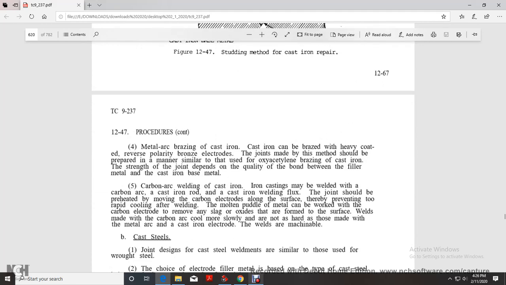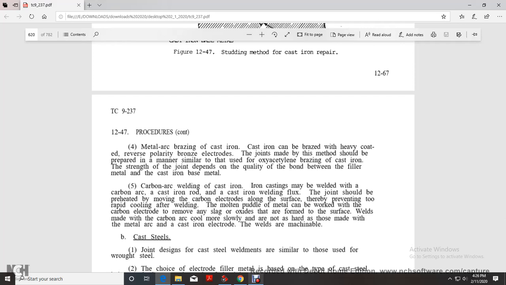Metal arc brazing of cast iron. Cast iron can be brazed with a heavily coated reverse polarity bronze electrode. The joints should be prepared in a manner similar to that used for oxyacetylene brazing of cast iron. Higher strength of the joint depends on the quality of the bond between the filler metal and the cast iron base metal.